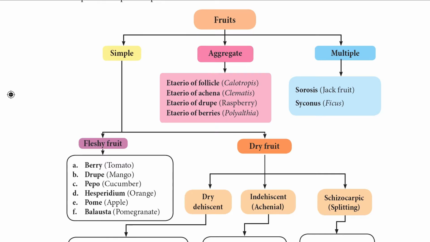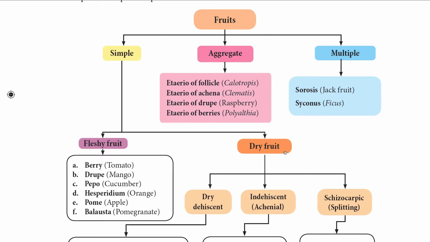Simple fruit: if the fruit is derived from a single ovary of a flower, it is called a simple fruit. Examples for this are tomato, mango, etc. Based on the nature of the pericarp, it is again divided into the fleshy fruit and the dry fruit.